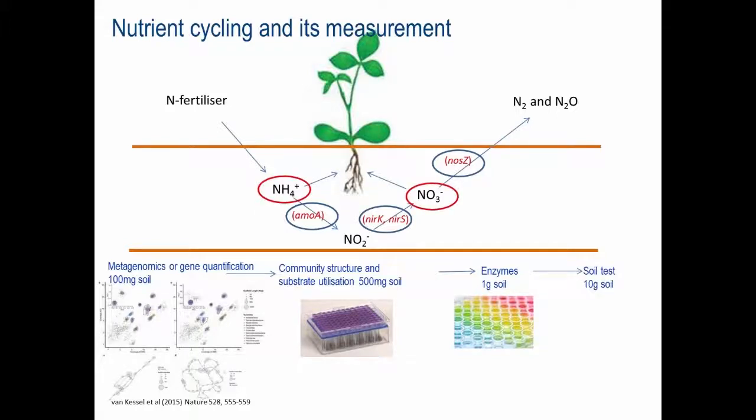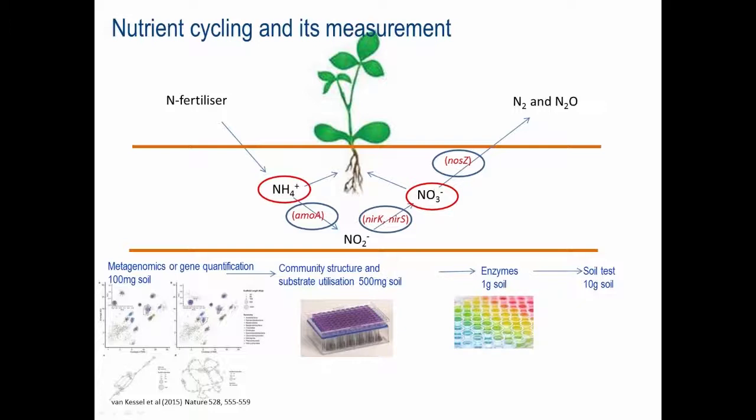Or you can do a soil test, and this is probably the thing that most soil scientists would be doing on a regular basis. It's a much larger volume of soil, and you're looking for the key things that the plant's interested in. So for example here, the ammonium and the nitrate.